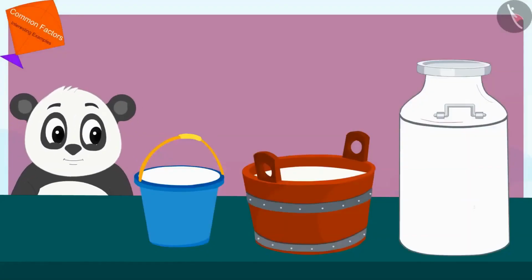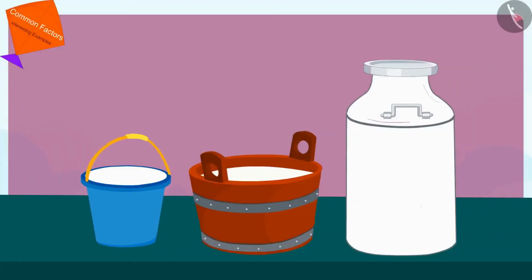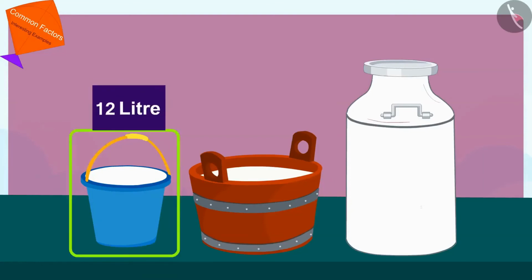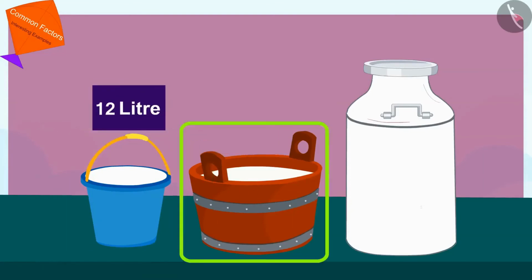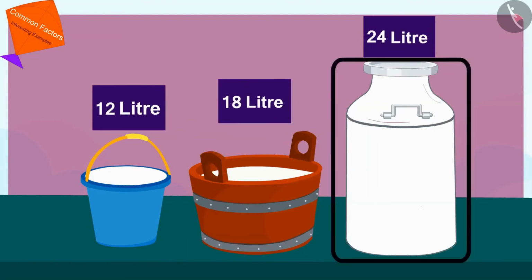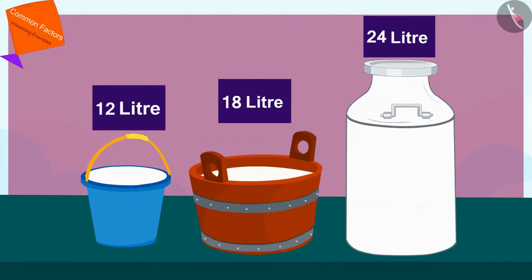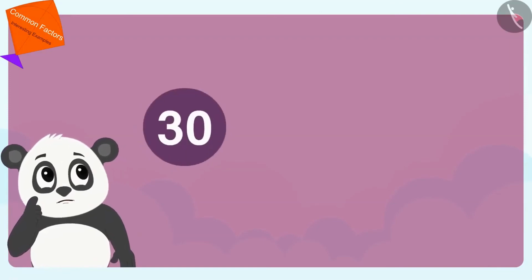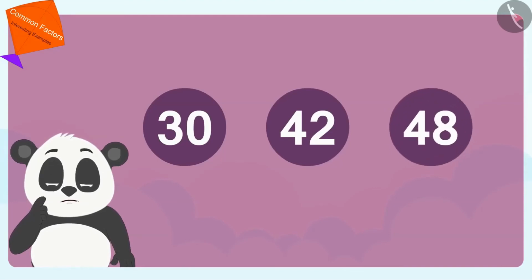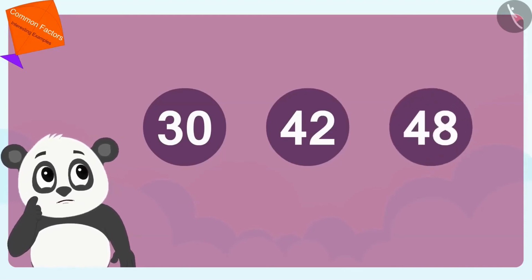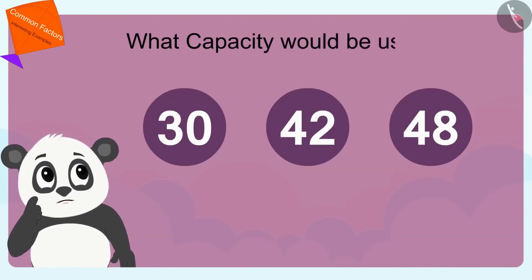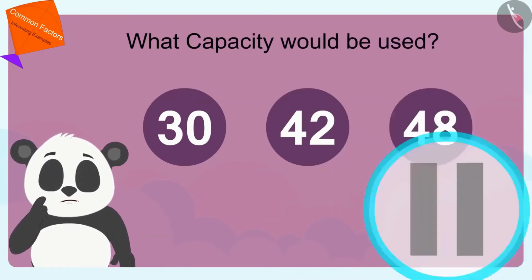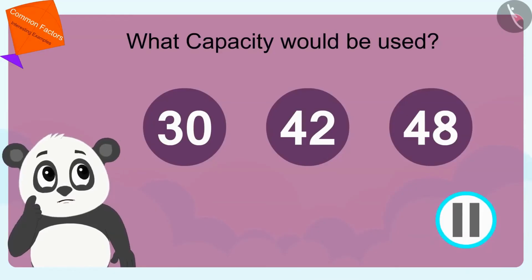In this way, Golu came to know that 12 liters of milk are filled in this pot, 18 liters in this one, and 24 liters of milk in this pot. Children, if Golu's pots were filled with 30, 42 and 48 liters of milk, can you tell what capacity would be used? If you want, you can pause the video and find the answer.